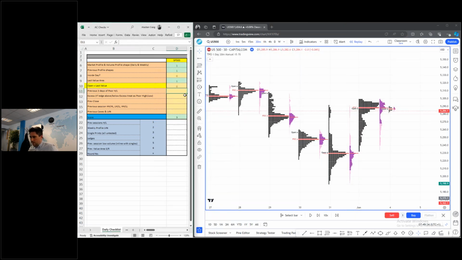Now, it's very rare for me, but I would go against that. If the rest of my check sheet here was all green and it said buy, buy, buy, but I opened beneath the value area low, I still wouldn't take it long. I would wait for the price to get back above the value area low before looking to take a trade.